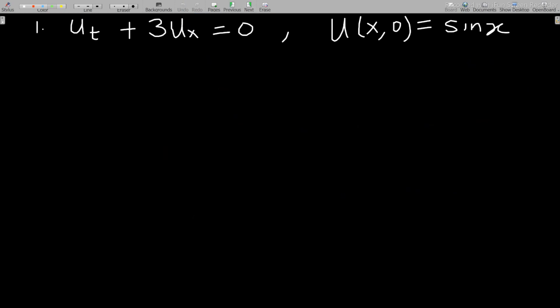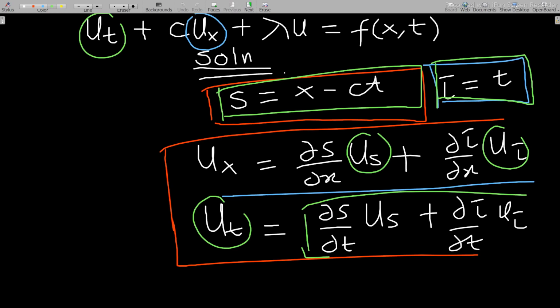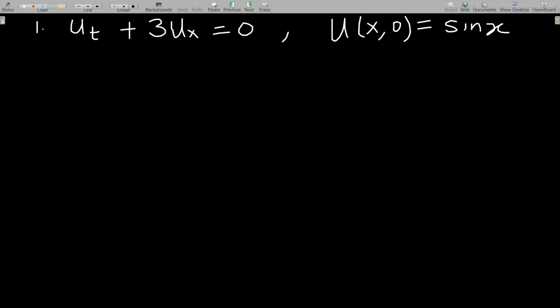Example: the first one is ut plus 3ux equals 0. If you compare this to the previous one, you can see that I have ut in it and I have ux with a coefficient. So in effect my c will simply be 3. What I can do is solve this characteristic equation. dx/dt is equal to 3 over 1, but it's 3. So I have dx is equal to 3 dt.